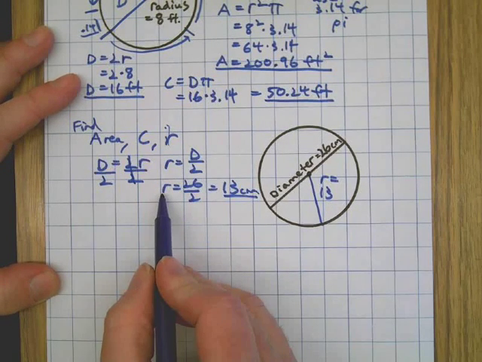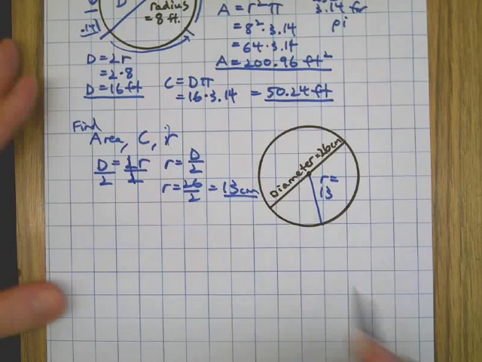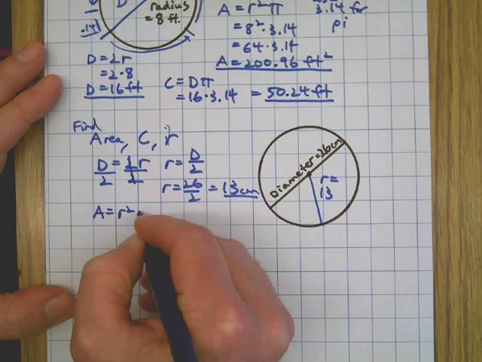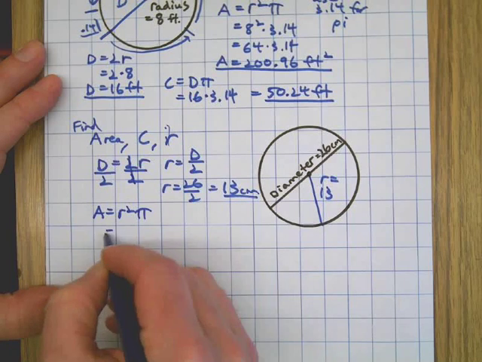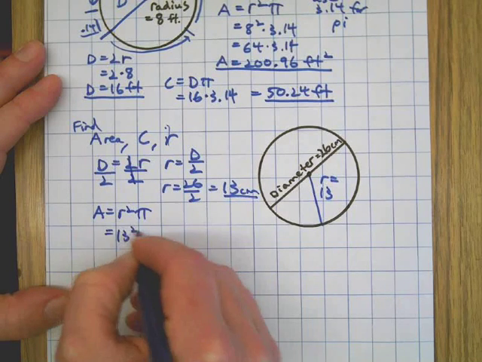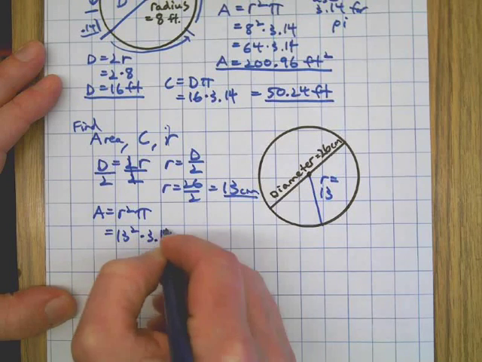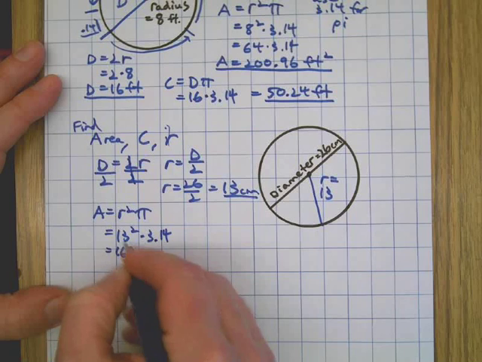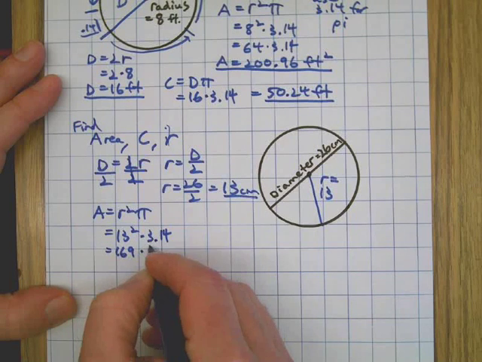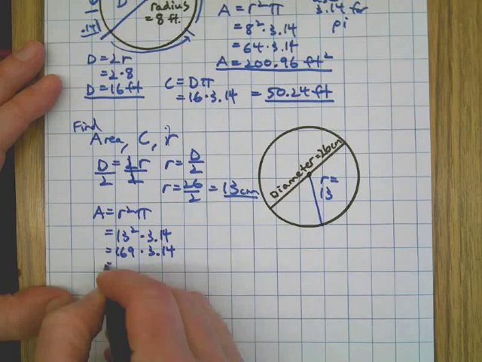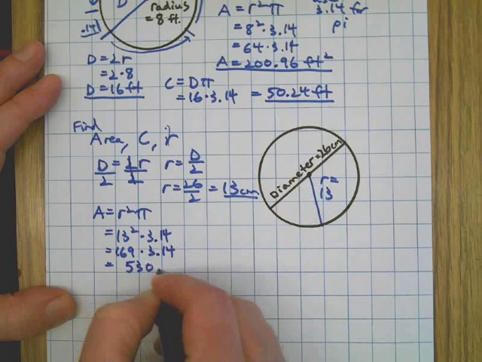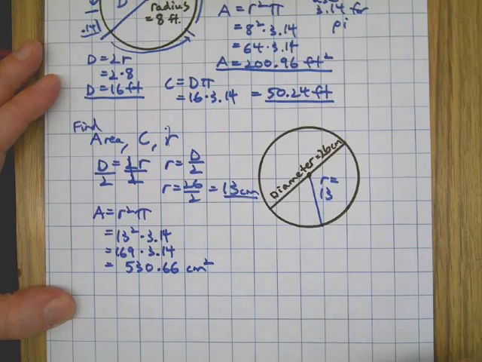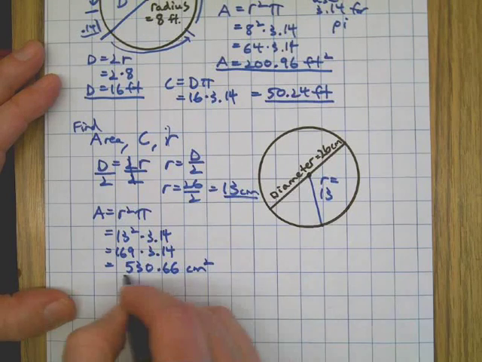Now that I have radius, we go back to the song, right? R squared times pi. So I'm going to go ahead and do the area next because I have the song in my head. 13 squared times 3.14. That makes 169, because remember, squaring is a number times itself. It's two-dimensional, therefore it's units squared, centimeters in this case.